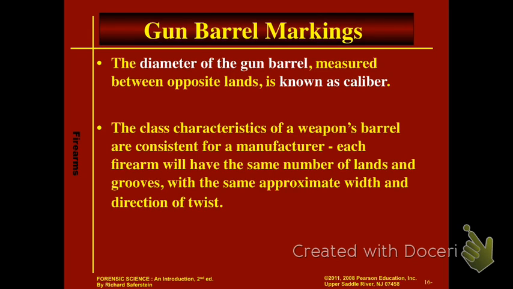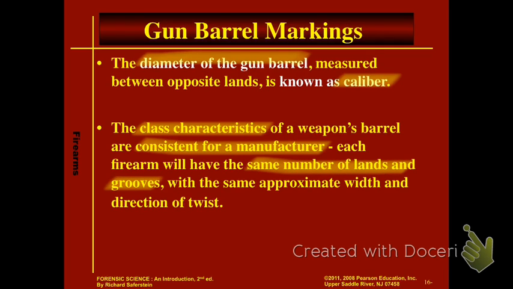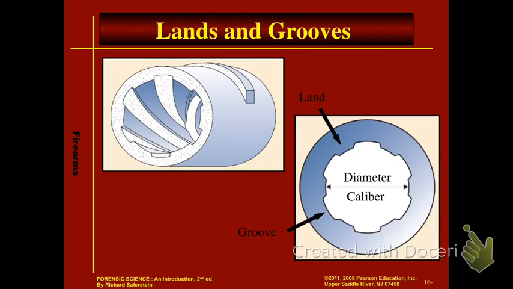Some terminology. Caliber of a gun is the diameter of the gun barrel. We have class characteristics of a weapon's barrel, and they're consistent for a manufacturer. Each firearm from a specific manufacturer will have the same number of lands and grooves and the same approximate width and direction of twist of that particular bore of the barrel.